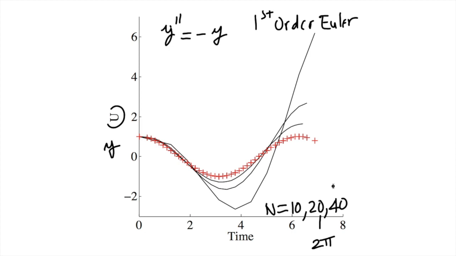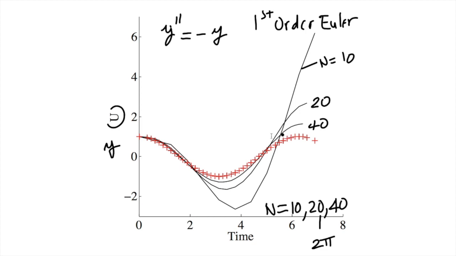And you can see something very troubling here. This solution, obtained with n equals 10 steps, instead of oscillating between +1 and -1, is growing in its amplitude as we go to larger x. And that behavior continues as we refine the step size. When we go to 20 and when we go to 40, we still have this growing oscillation.